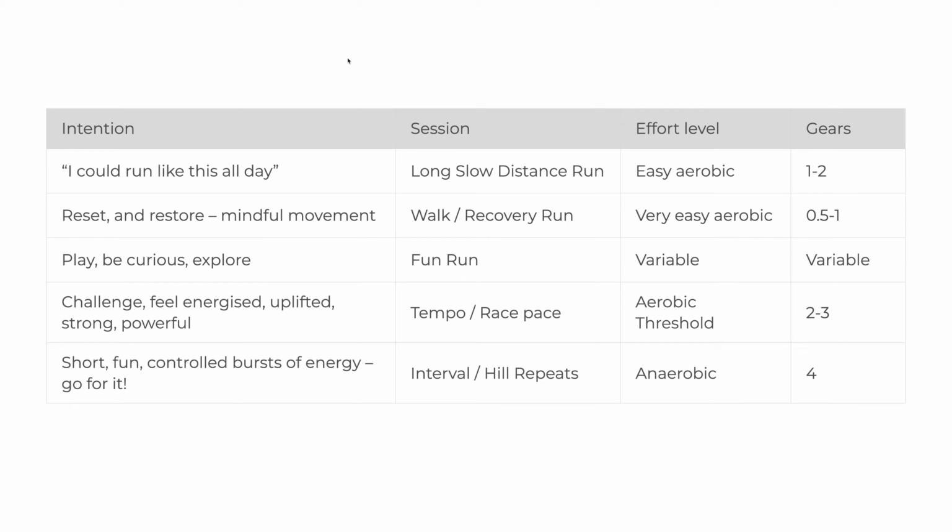Think of the long, slow distance run. If you go out with the intention of I've got to run like this all day long, then you're not going to start off too fast. You're not going to run out of energy halfway through the run. Now, a long, slow distance run can be anything from 5 minutes if you're starting to run, to, if you're training for a marathon, up to 22 miles. Just because it's long, slow, and distance, it doesn't mean you have to run the same distance. So your long, slow distance run is going to be relative to what you're training for.